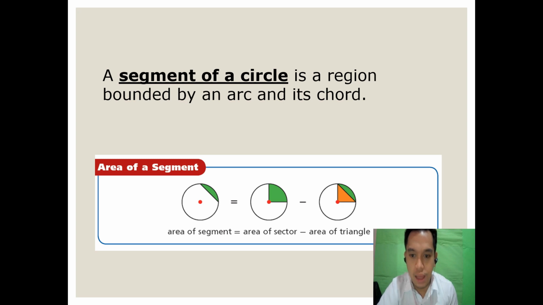So to find the area of segment, that is equal to area of sector minus area of triangle. Okay? So ito yung ating sector. This one is the sector class. I-minus natin siya sa area ng ating triangle. Para mahanap natin itong segment. Ito yung ating segment. Yung area ng ating segment. Okay?